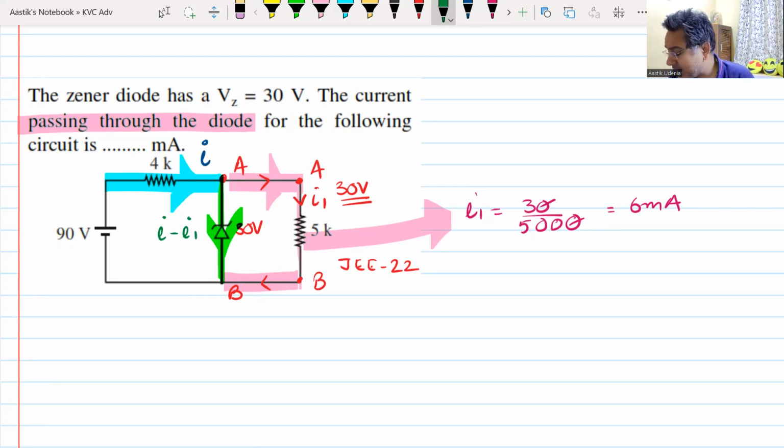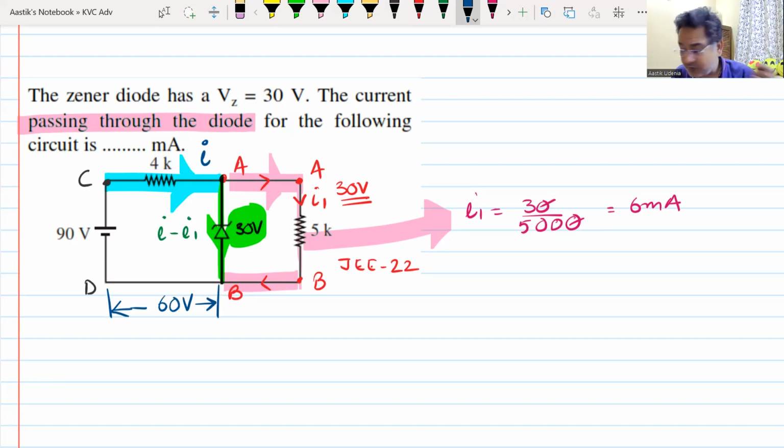How do I find the current? Now remember, 30 volt is the potential difference between points A and B. Yes or no? Yes. But the total potential difference, if I call this point C and this point D, between point C and D is 90 volts. Yes or no? Yes, sir. That means, my dear friends, the potential difference between point C and A, or for that matter, between points D and B, would be 60 volt. We understand this?